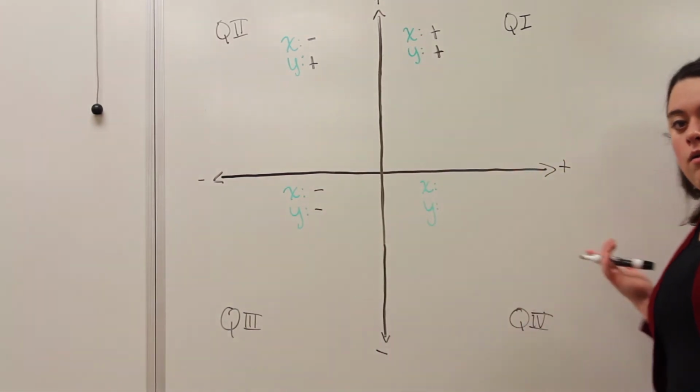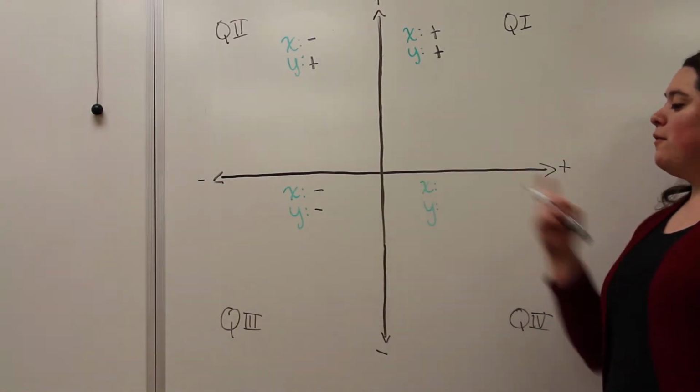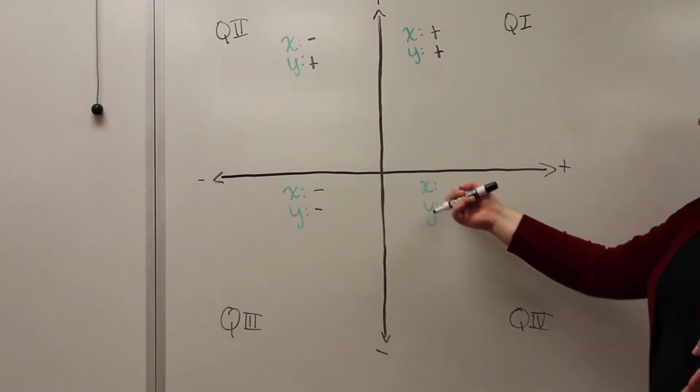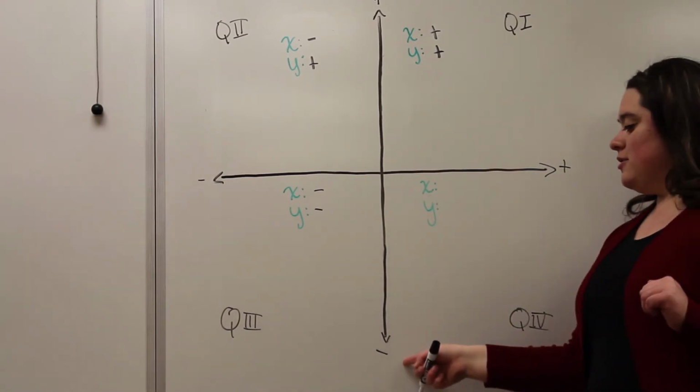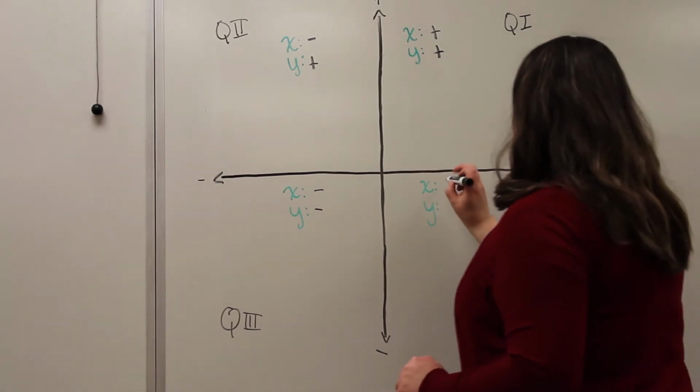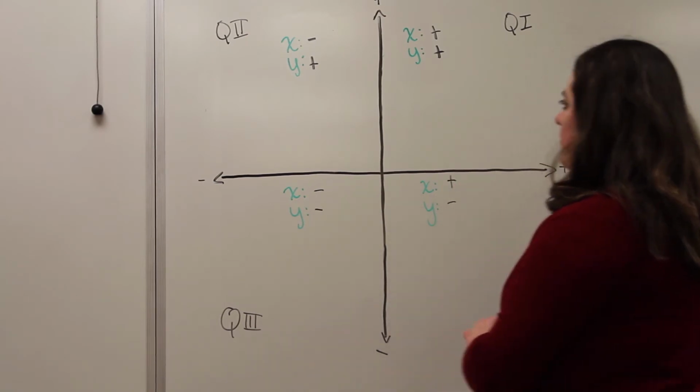Now let's take a look at quadrant 4. Quadrant 4 has a little bit of a change. The x values become positive again, but not our y values. Our y values are still negative. So x is positive and y is negative.